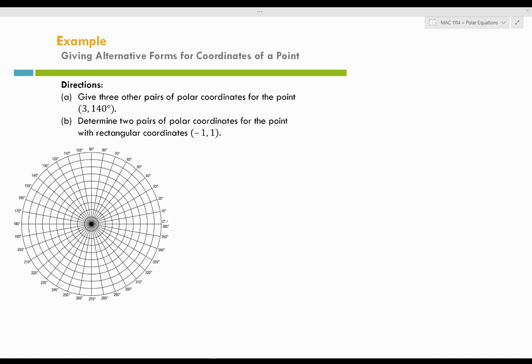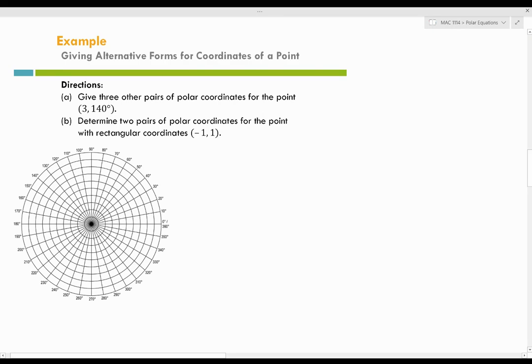All right, you guys, let's continue our discussion on polar equations by doing the following example. Part A says, give 3 other pairs of polar coordinates for the point (3, 140 degrees). Anytime I'm asked to give another coordinate for the same point, I will plot the point that I've originally been given so I have an idea of where it is. All right, so let's do that.